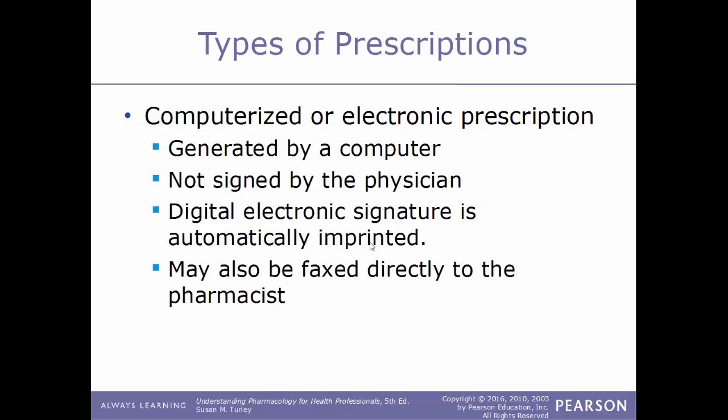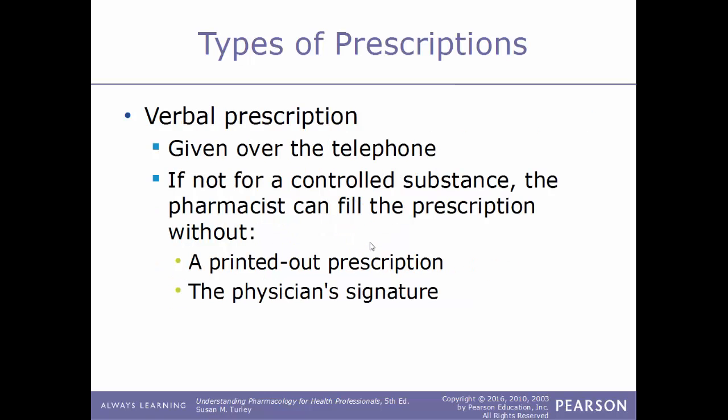Another form of a computerized or electronic prescription is one that's generated by a computer also, but it's not signed by the physician. There's a digital electronic signature that is automatically imprinted onto the prescription. So these may also be faxed directly to the pharmacist. Another kind is a verbal prescription. These are given over the phone, and this is not for a controlled substance.